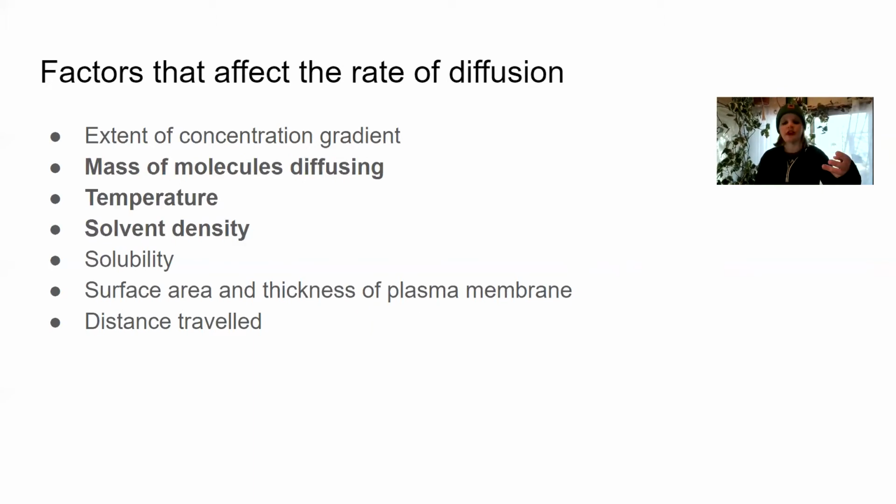Okay, and so the three that we're going to test in our little lab today are the mass of the molecules diffusing, by using different colors of food coloring; temperature, where we're going to have some boiling water, some room temperature water, and then some water that I've been keeping in the fridge so it's nice and cold; and then solvent density, where I've made a simple sugar solution to go with just plain water. And then you guys can probably think about some of these other ways that we could test some of these other factors using our food coloring method.